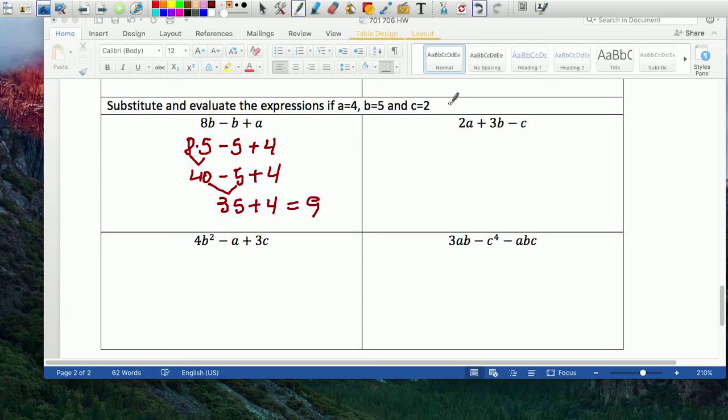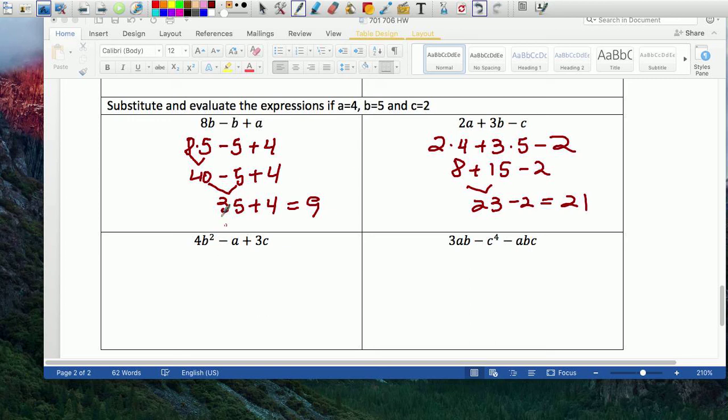Okay, so the first thing you do is replace the letters, the variables, with numbers. So 2a is 2 times 4, plus 3b, where b is 5, right? So it's 3 times 5, and replace c with 2. Again, order of operations: 2 times 4 is 8, plus 3 times 5 is 15, minus 2. 8 and 15 is 23, minus 2, you get 21.